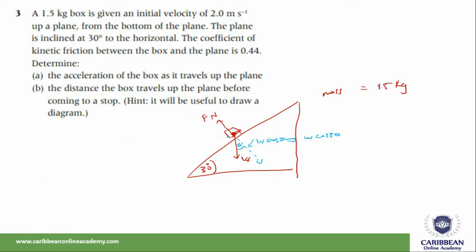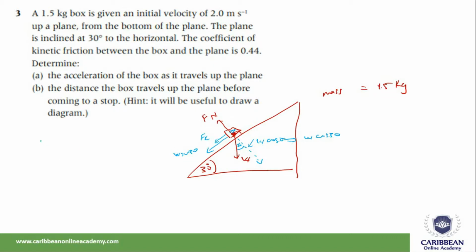So the weight component of the horizontal is going to be W sine 30. Now there's another force that is acting in this direction as well. Remember that the box is going up, so if it's going up in the air like this, then there's going to be some limiting frictional force, which is going to be our kinetic frictional force that is acting downwards.